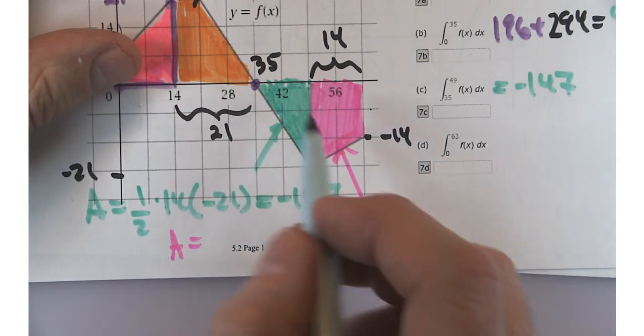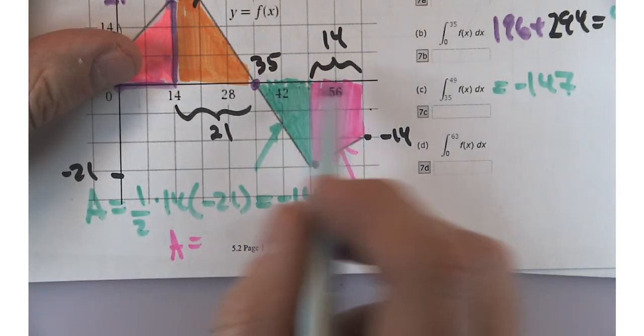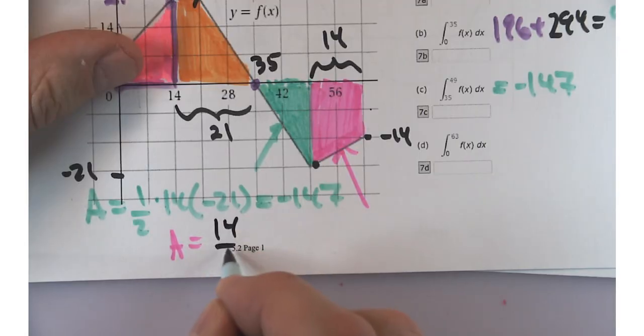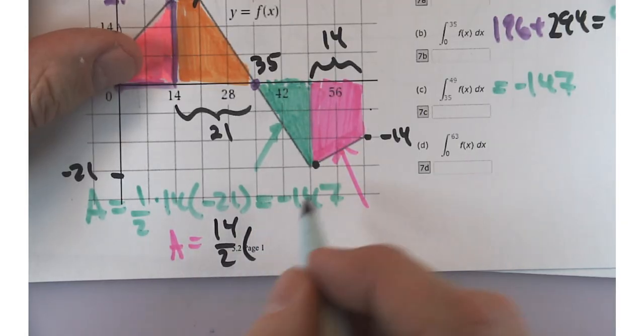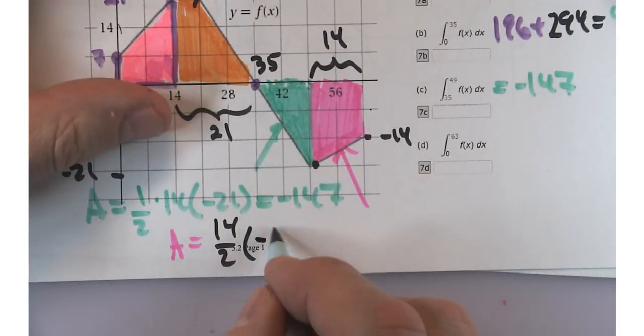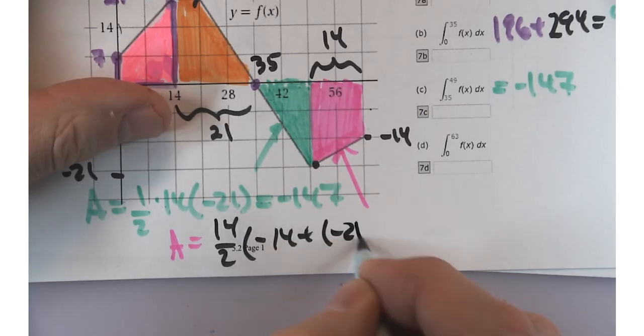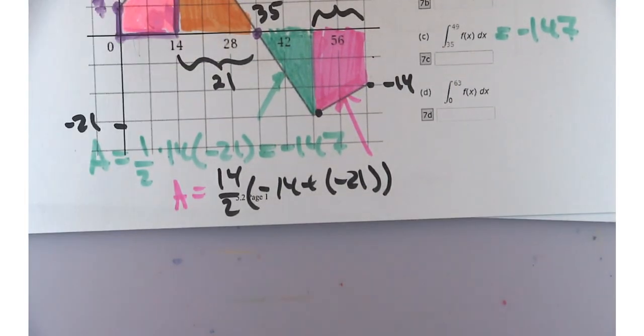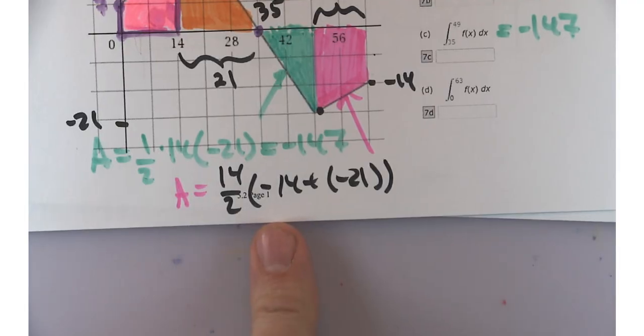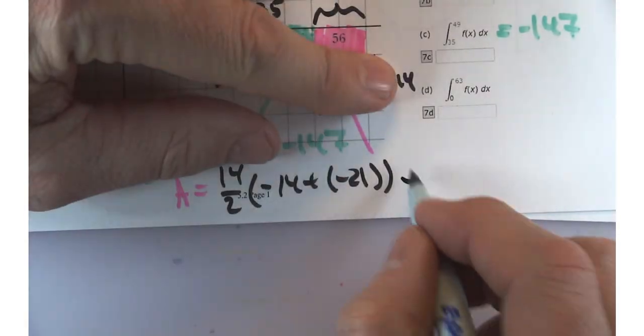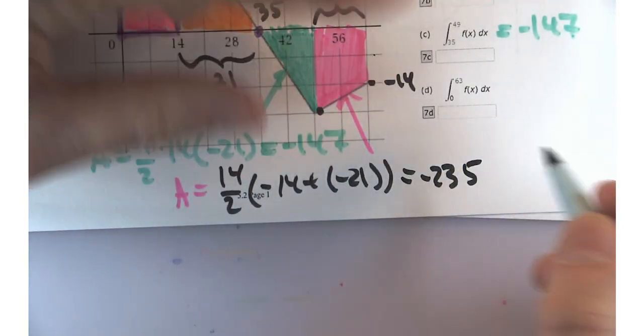Let's see, no, the sum of the two bases. Let's do the height is this way. So the height is going to be 14 over 2 times the sum of the two bases, which is going to be negative 14 plus negative 21. And I don't think we're going to get something nice and even on this one. Are we? Let's see. No, yeah, we will. So it's going to be 7 times 35. So 245. But that sum is negative, so we'll end up with a negative 245.